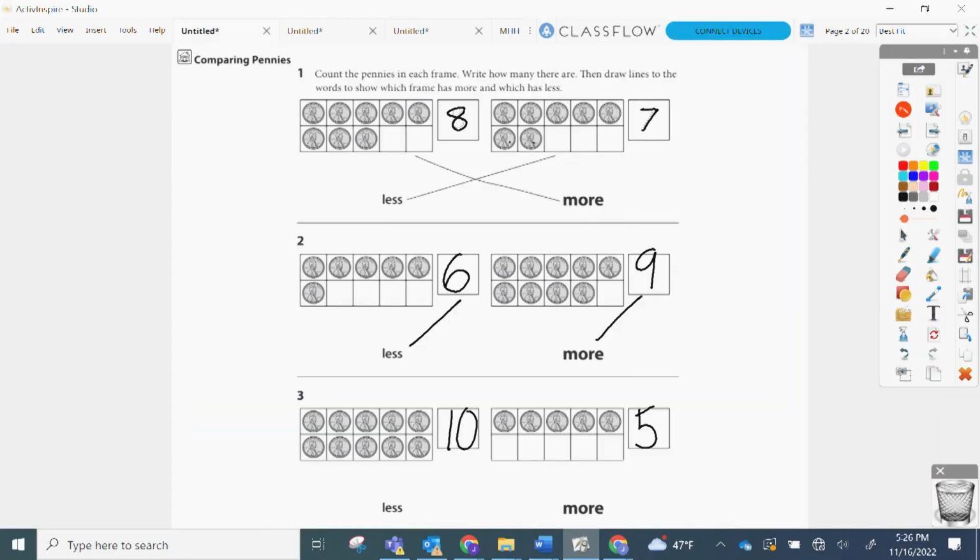Okay, and I think just by looking at it, we can make sense that 10 is going to be more than 5. So 5 is going to be less. There we go. Great practice.